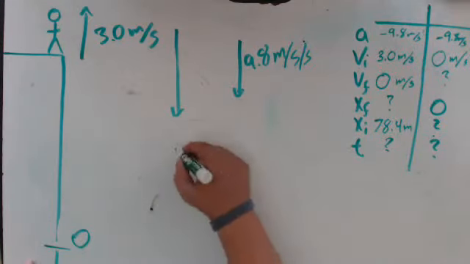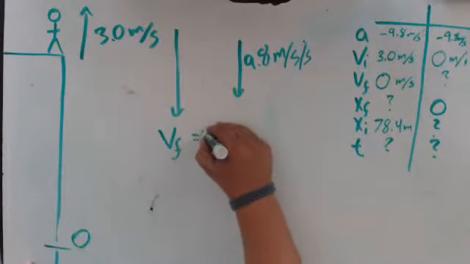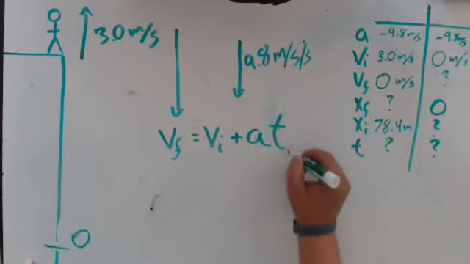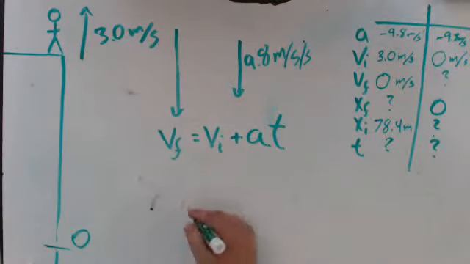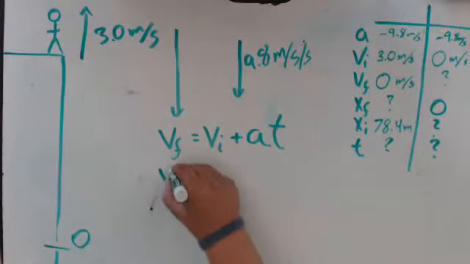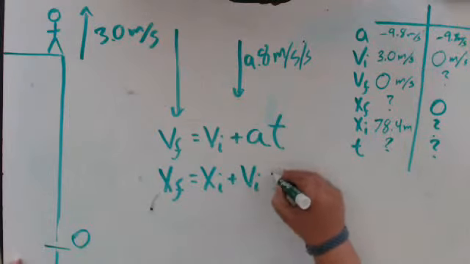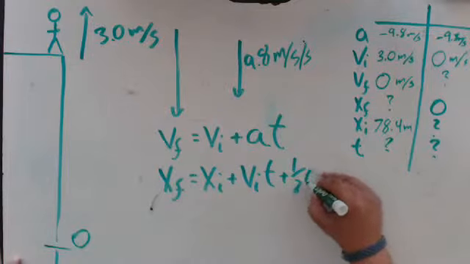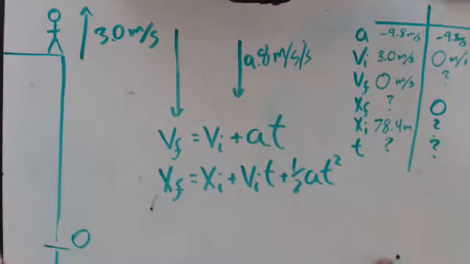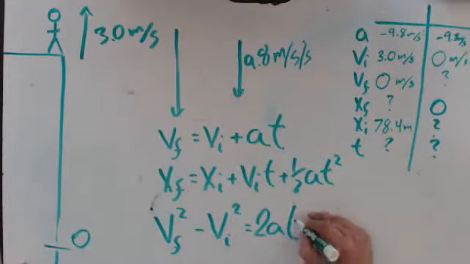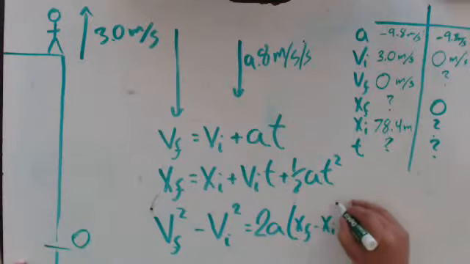The first one I have is final velocity is equal to initial velocity plus acceleration times time. I also have my final position is equal to initial position plus initial velocity times time plus 1/2 my acceleration times time squared, and then my time independent equation, v final squared minus v initial squared is equal to 2 times my acceleration times my change in position.